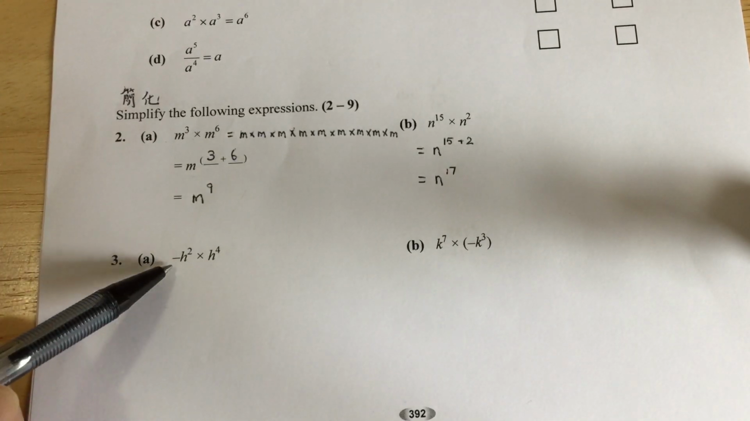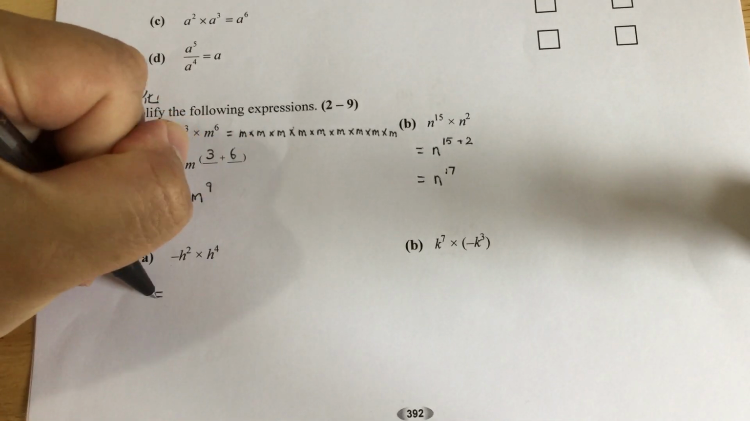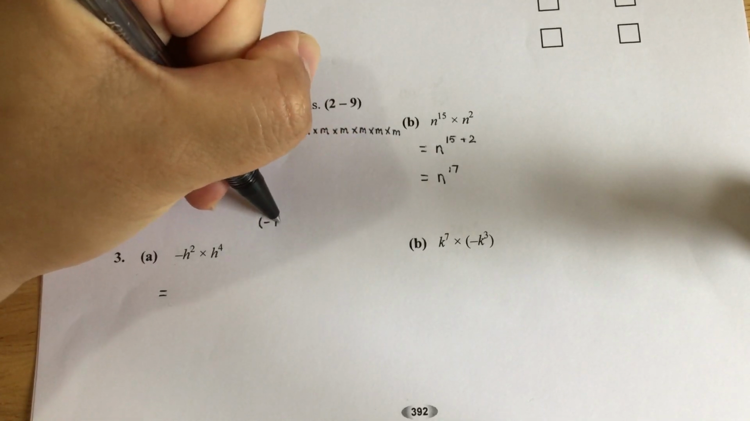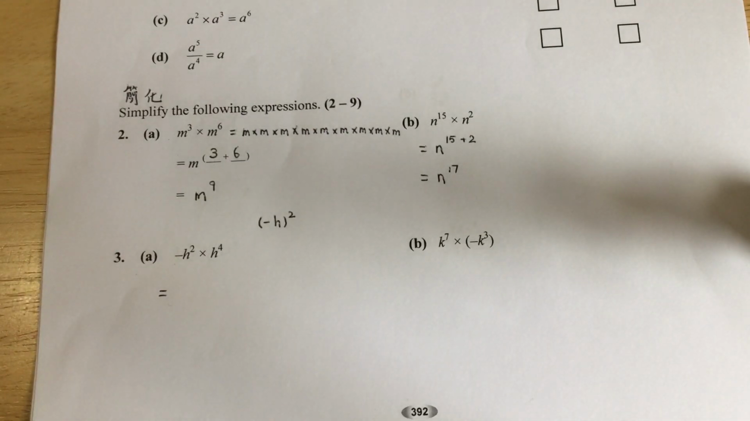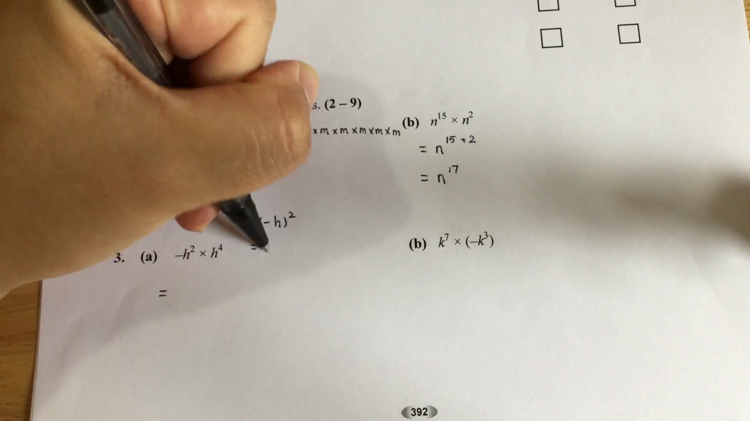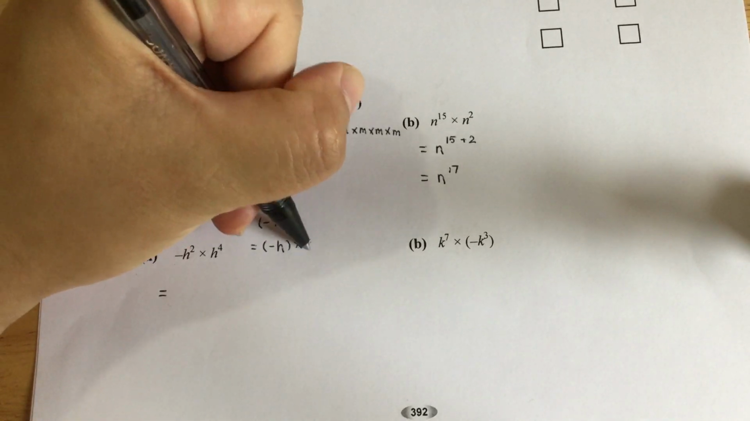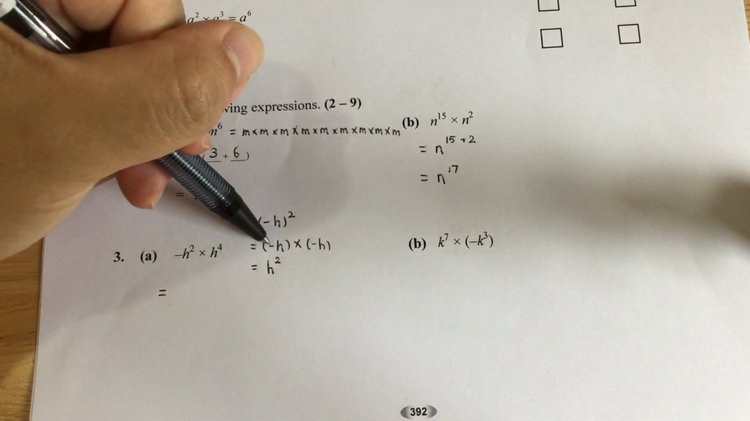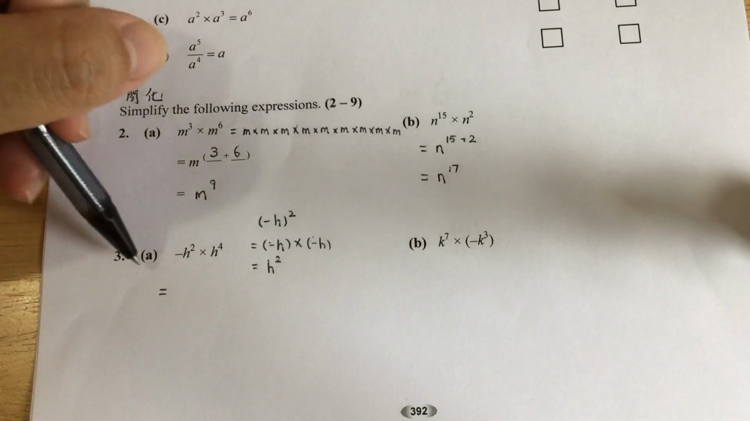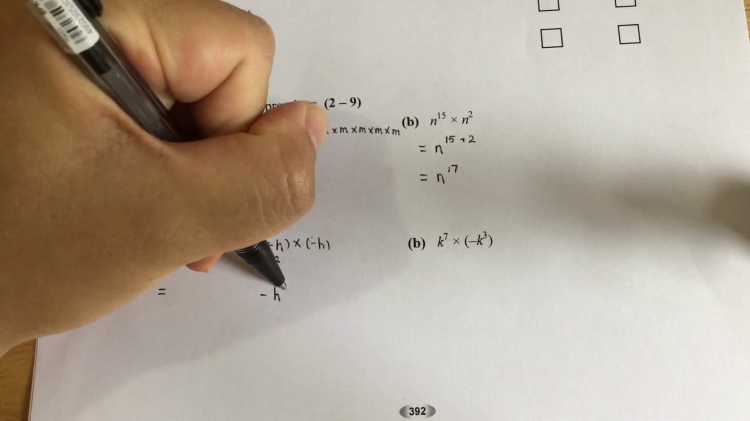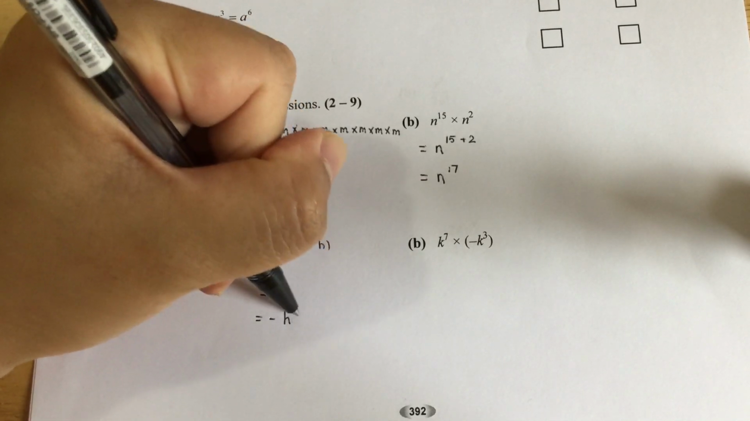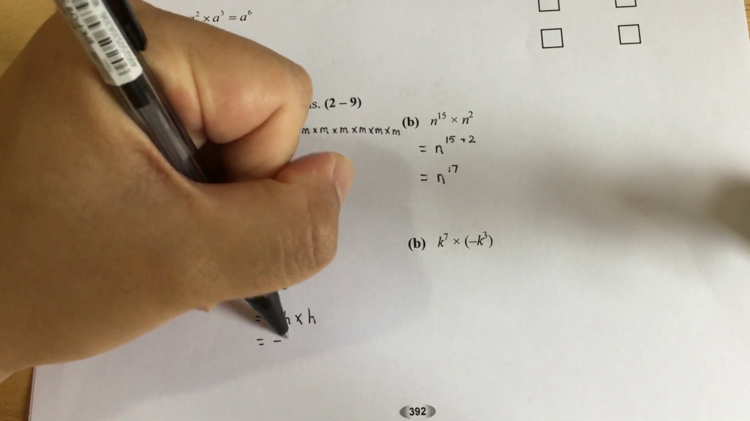Okay, now let's look at this one. You will see a negative sign here. It is okay, because the negative sign is not included in the square. If I write negative h, in brackets, squared, that means negative h times negative h, so this is h squared, because a negative sign and a negative sign give a positive sign. But in this question, this is negative h squared. That means we have a negative sign here, and the square only applies to the h. So we have h times h here, and this is negative h squared.